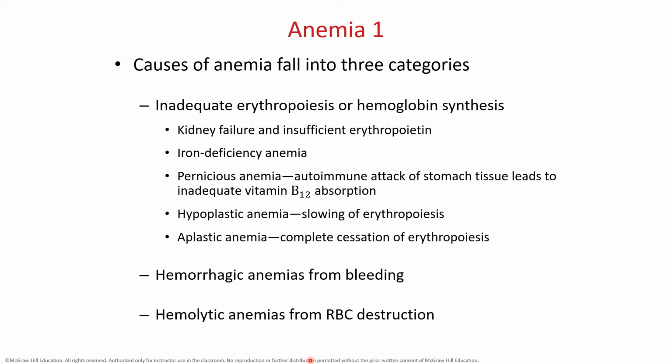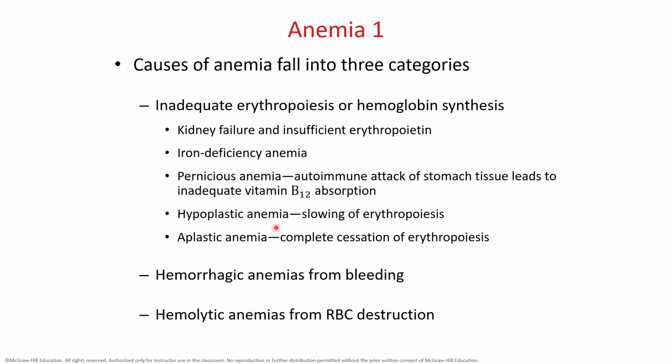There's three main categories you can put anemia into for causes. So inadequate erythropoiesis or hemoglobin synthesis. Erythropoiesis, remember that's red blood cell production. So what could be the causes? It could be caused by kidney failure and insufficient erythropoietin. So we just talked about erythropoietin right before this. Iron deficiency, so nutritional deficiencies, vitamin B12. So this is another nutritional deficiency.